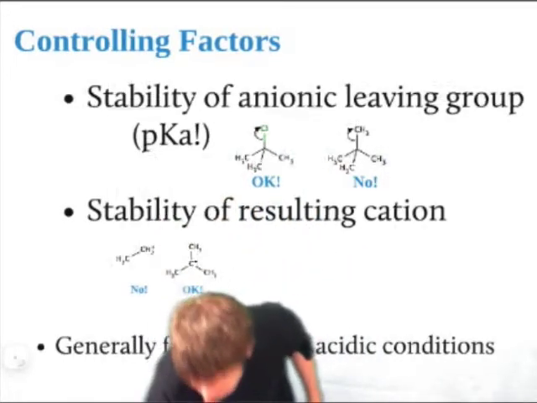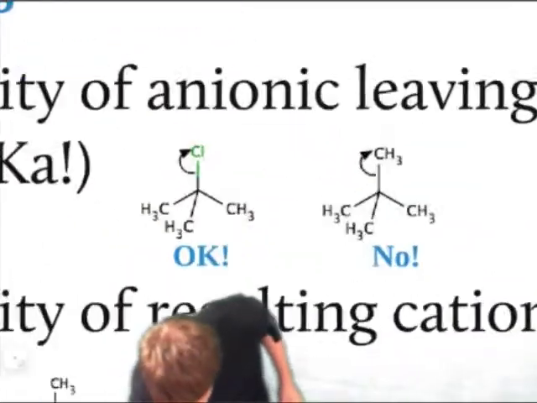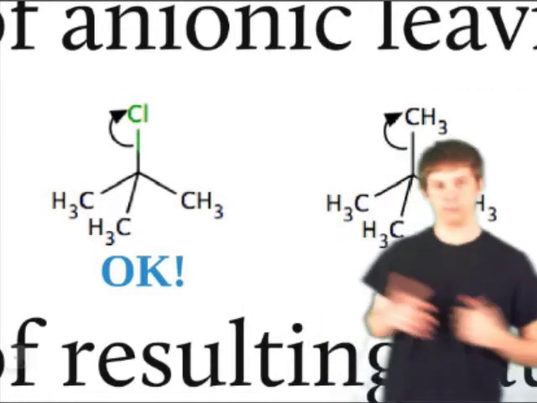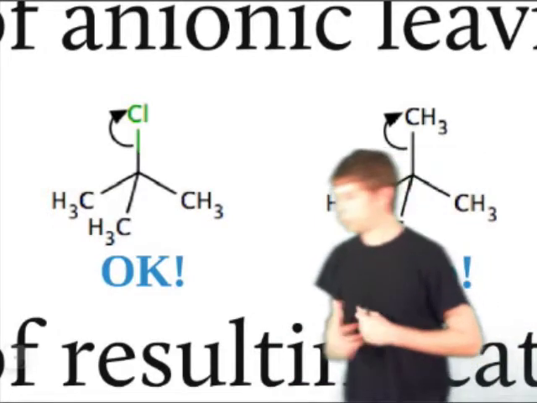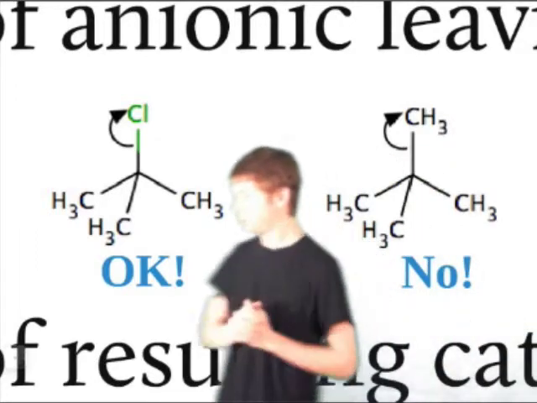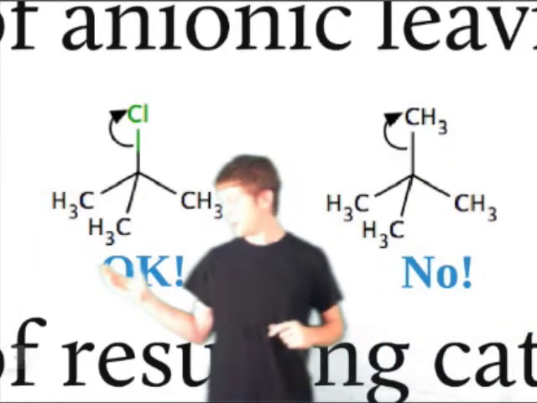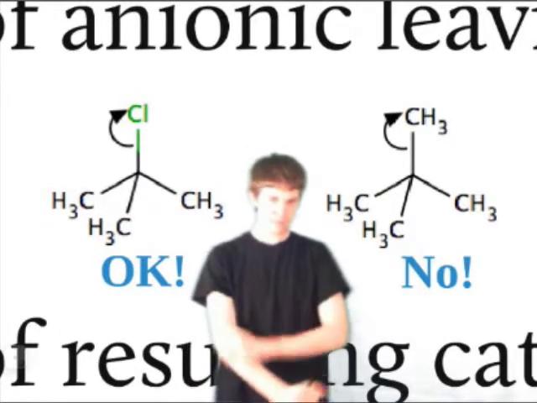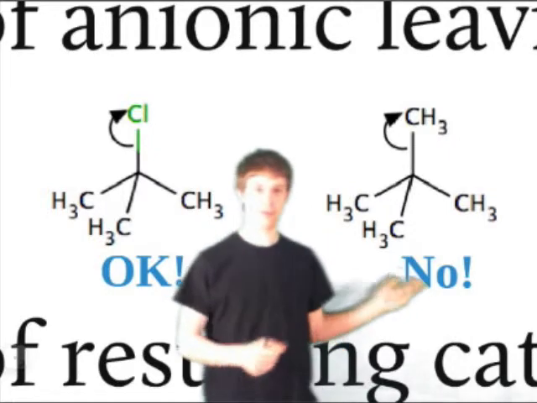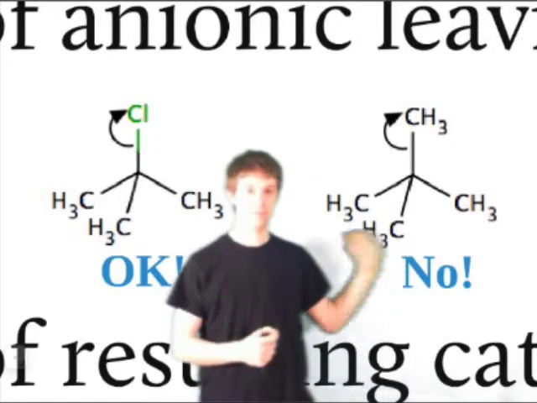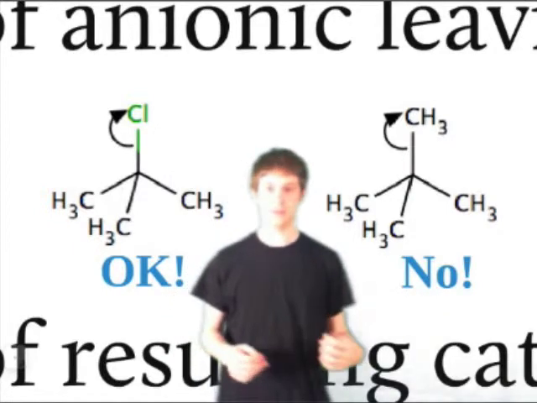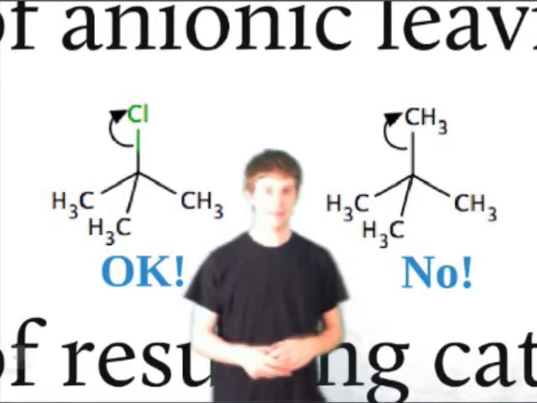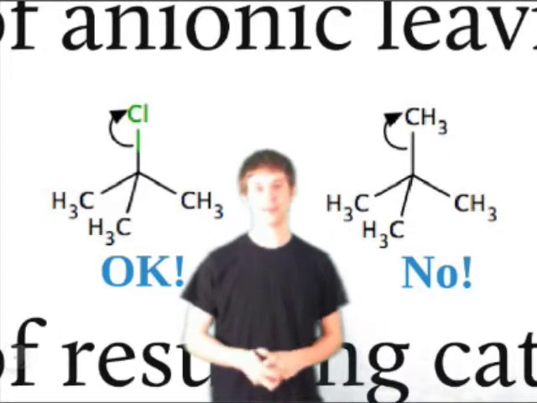So let's look a little bit in more detail at these two factors that control the reasonability of the DN step. What you're seeing here are two potential DN steps. On my right here is the leaving of a chloride, and on my left here is the leaving of a methyl group. Now the problem with the leaving of the methyl group is that the anion of methyl, the methyl anion, is very unstable. Remember our talk about pKa's in the context of proton transfer. That CH3- is extremely reactive and extremely unstable.